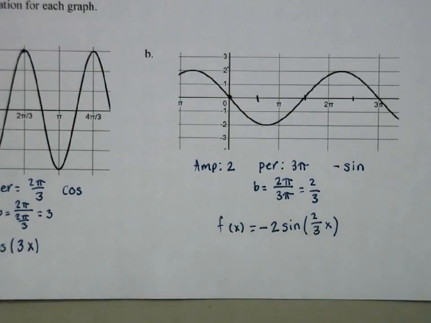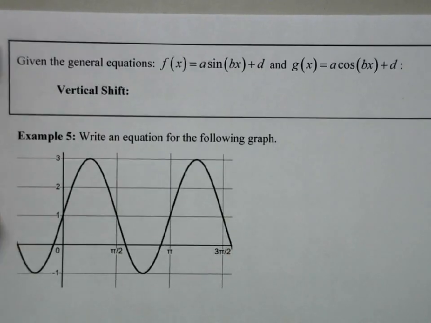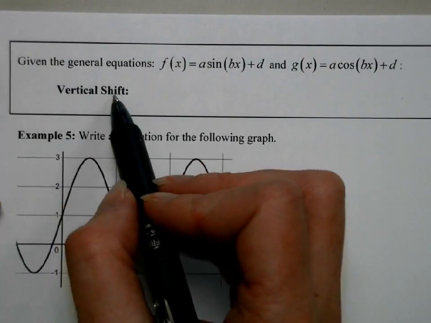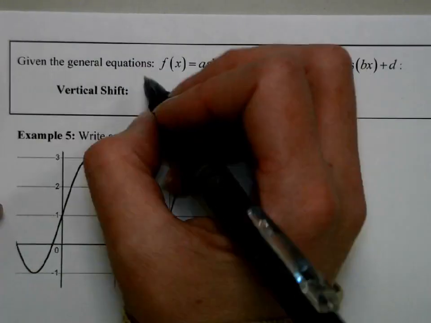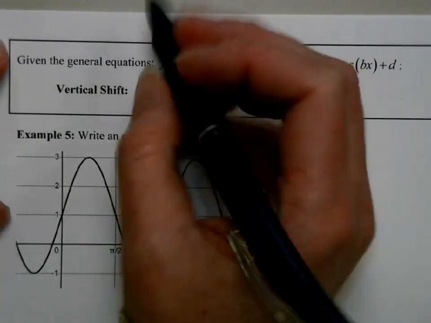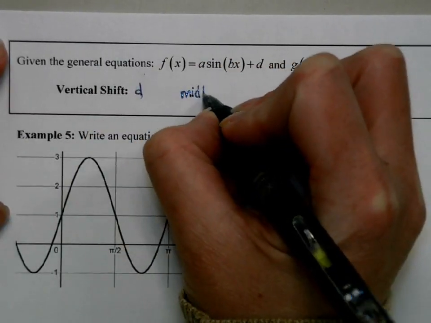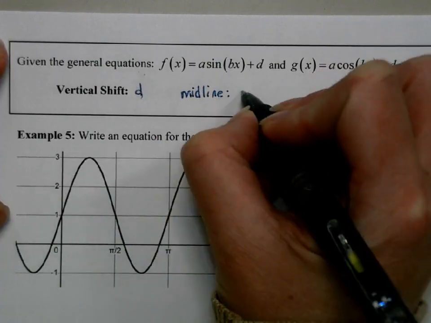All right, we're going to add another element to our general equation. I'm going to add a plus d. We know that that's going to be a vertical translation. So what we call that for a sinusoidal function is a vertical shift. And the vertical shift is going to be d. That will affect our midline, which is going to be y equals d.